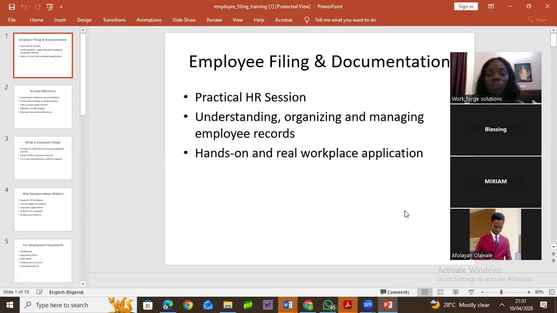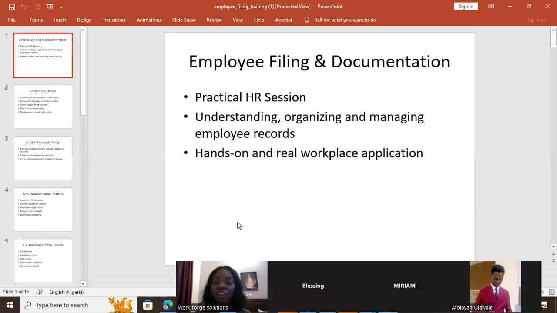So yes, thank you. So the CV, the signed copy of the offer letter should be there. Guarantor's form should be there. And also remember to always verify the guarantors. You always have to verify your guarantors.